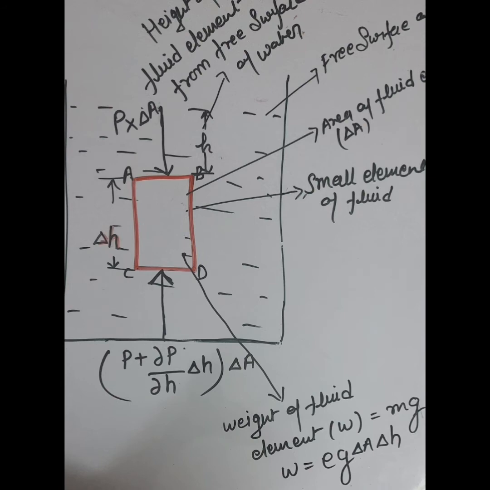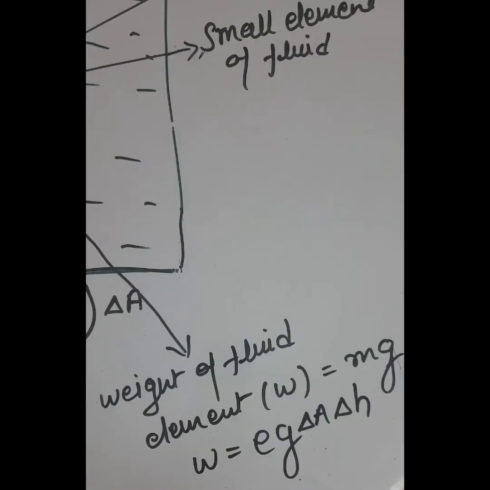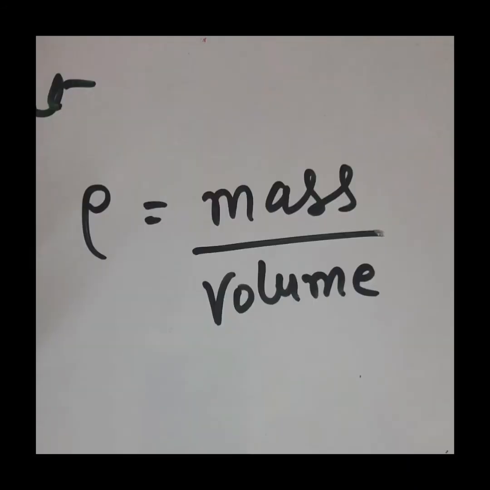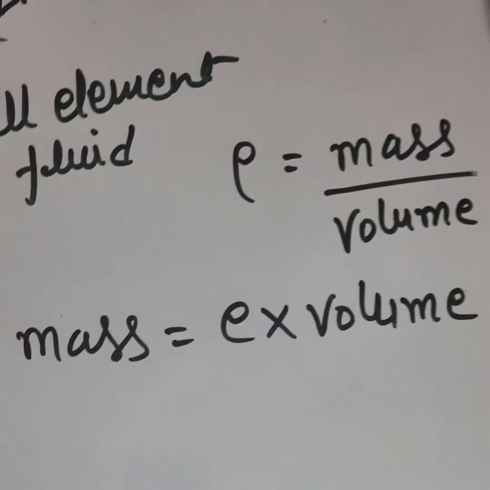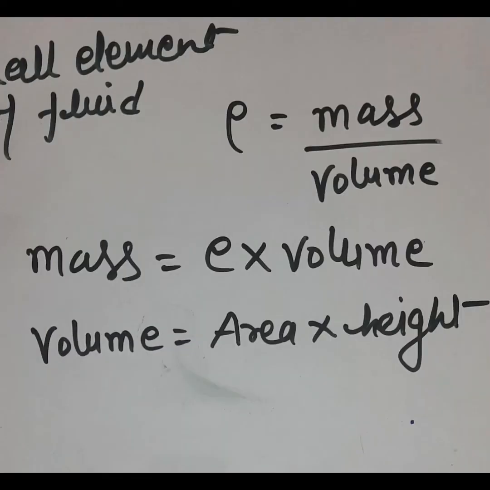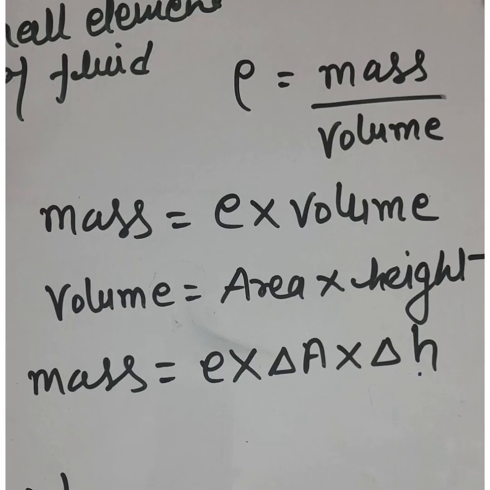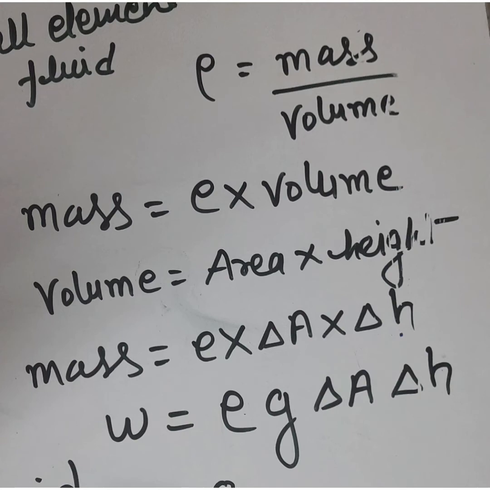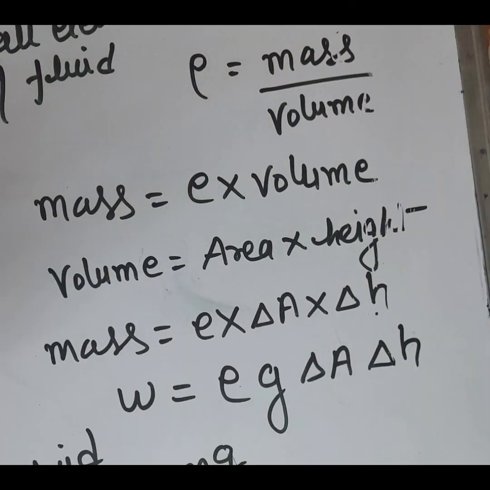Now the third one is the weight of this fluid element. What is the formula of weight? Weight is equal to mass into gravity. Now see here, what is the density? Density is mass upon volume. So mass is equal to density into volume, and weight is mass into G. Now what is the volume? Volume is area into height. The area of this fluid element is del A and height is del H. So the weight of this fluid element is density into G into del A into del H.